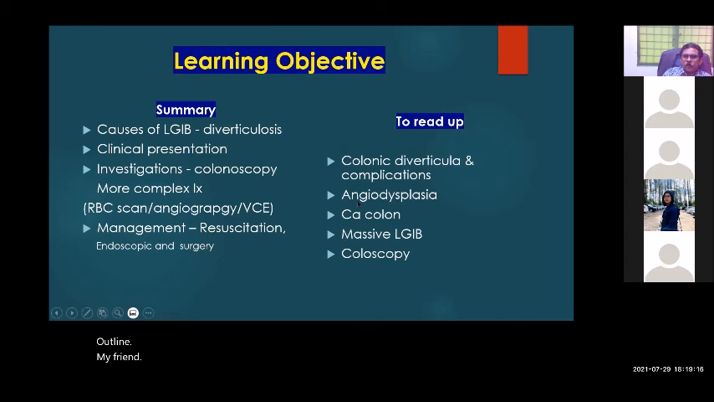Then this is where you can go back and read up today. And for you all, better to go back and read up the details of colonoscopy. How is colonoscopy done and all that.